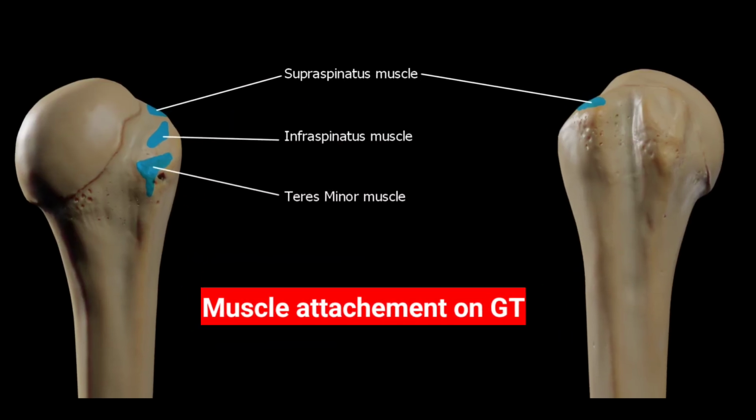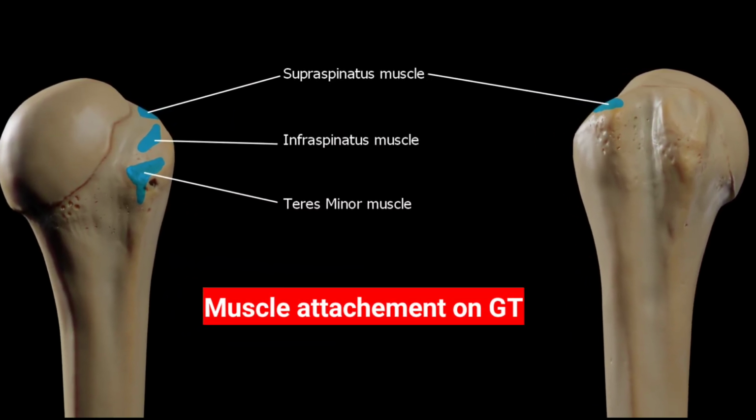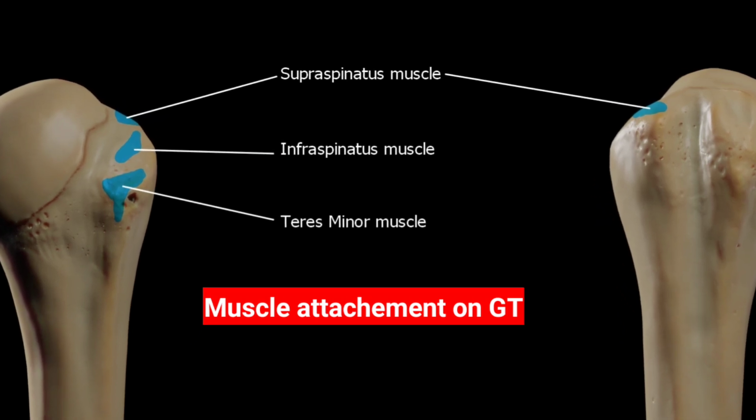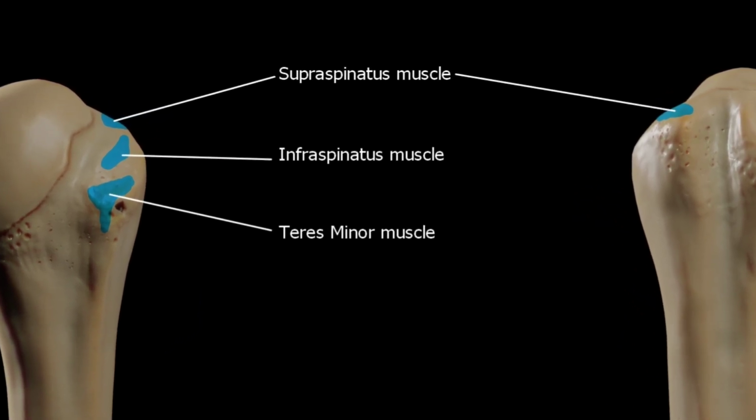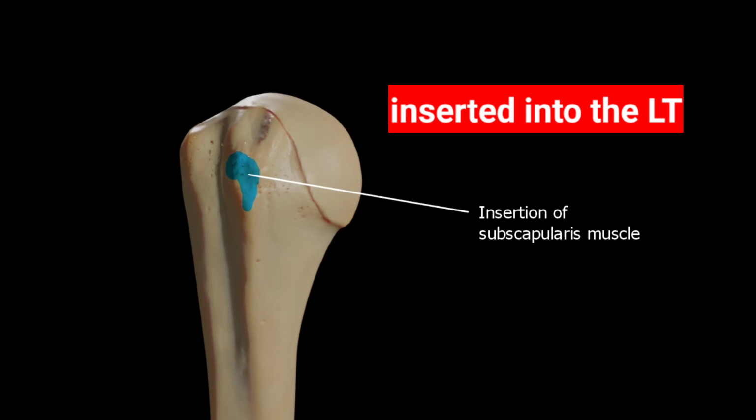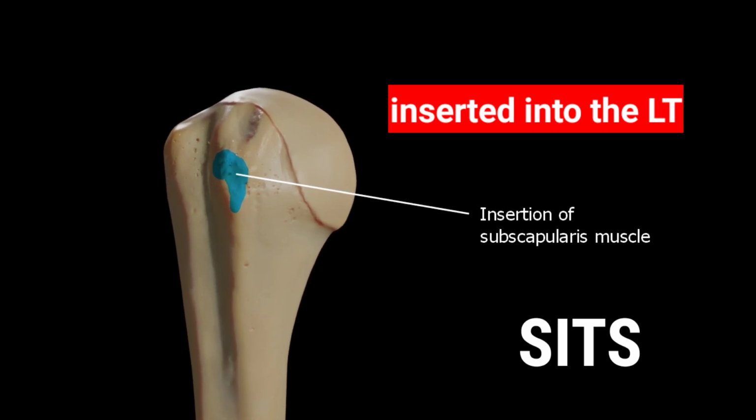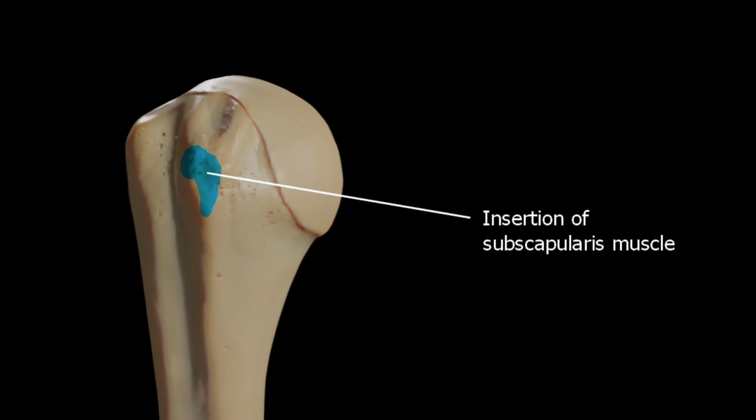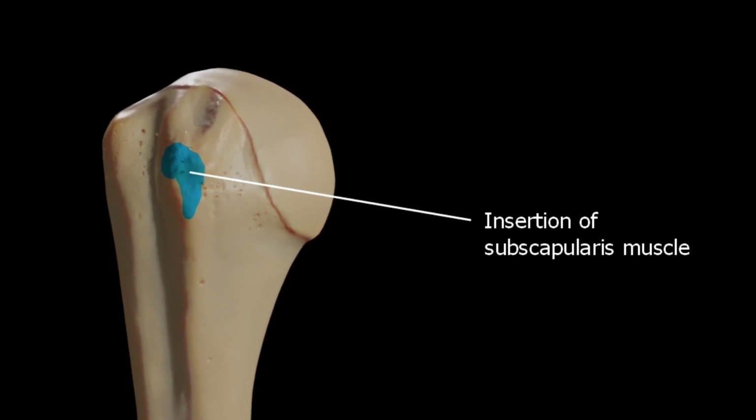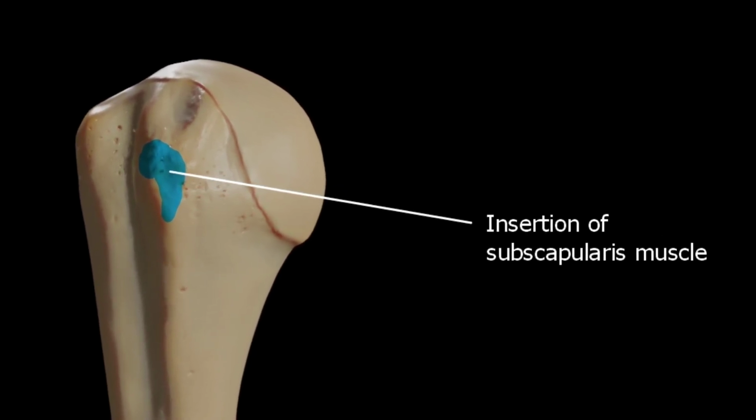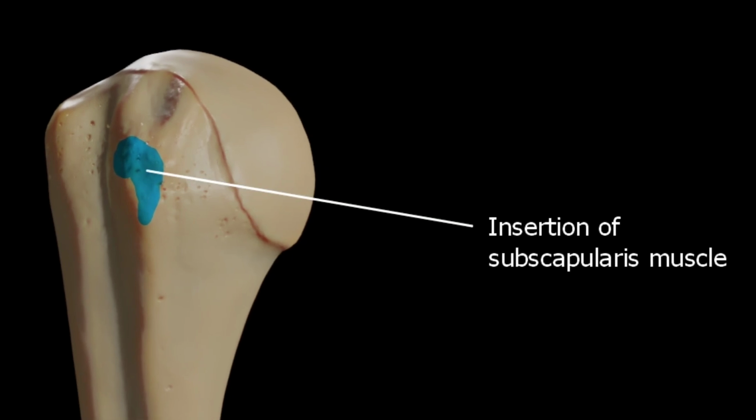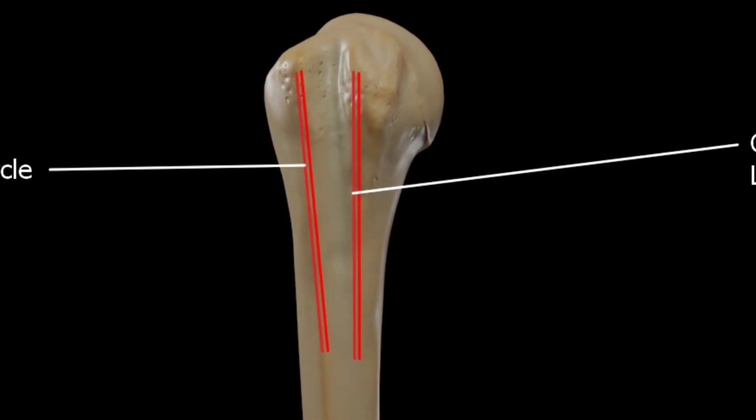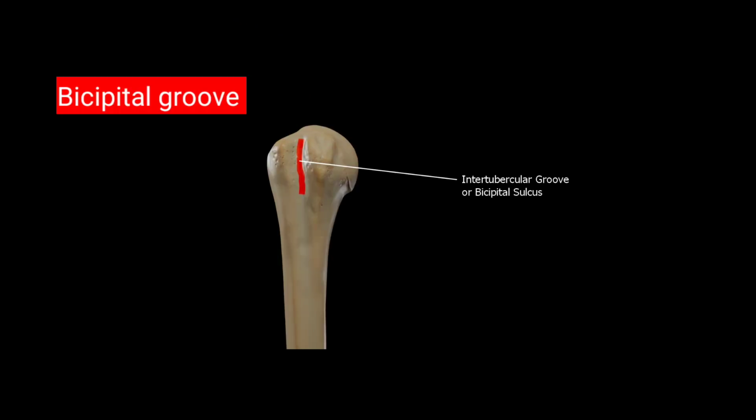Muscle attachment on greater tubercle: supraspinatus, infraspinatus and teres minor. These three muscles are inserted into the greater tubercle and the subscapularis muscle is inserted into the lesser tubercle. Supraspinatus, infraspinatus, teres minor and subscapularis. These are rotator cuff muscles. This is crest of greater tubercle and lesser tubercle.